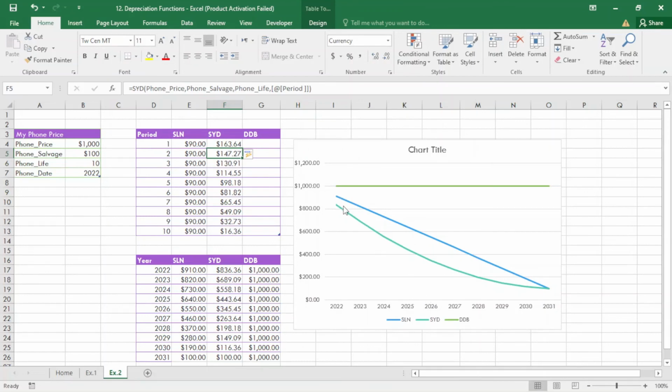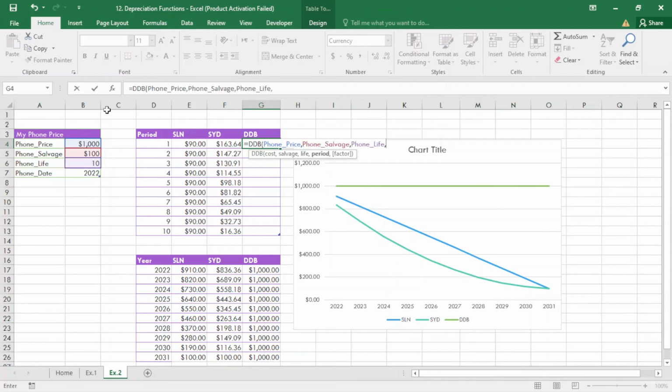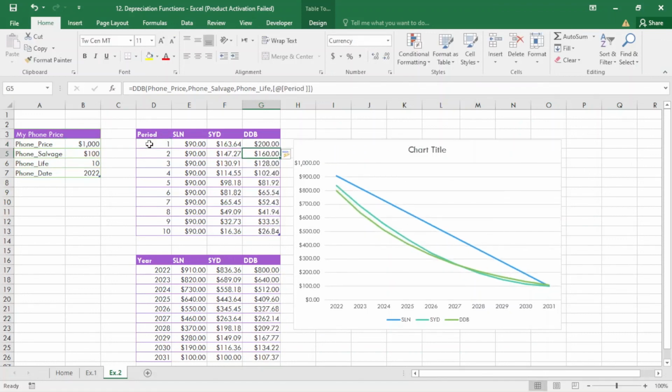You can see the graph is completely different, and the last one, equal sign DDB, cost, comma, salvage, comma, life, comma, and period, also enter. You can see. So that's it about these depreciation functions.